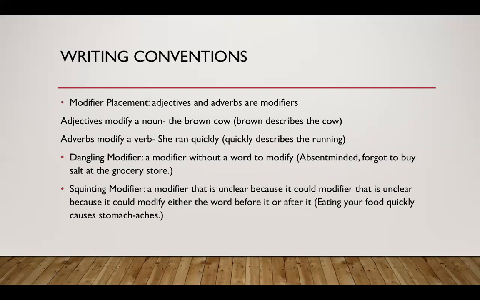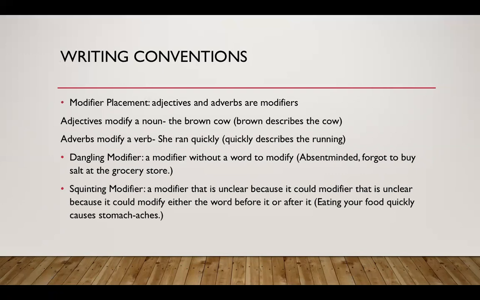There's something critically missing from that sentence, and that's your noun, your person, your pronoun. If you said, absent-minded, I forgot to buy salt at the grocery store, absent-minded would be describing I or me, the person in the sentence. So that's called a dangling modifier, where something's missing. There's no word to modify.